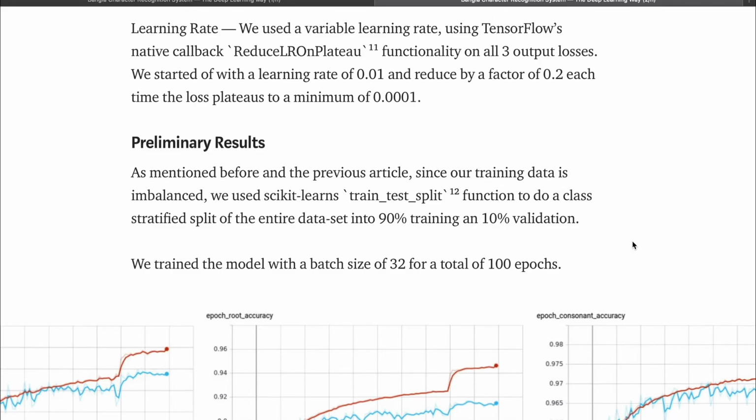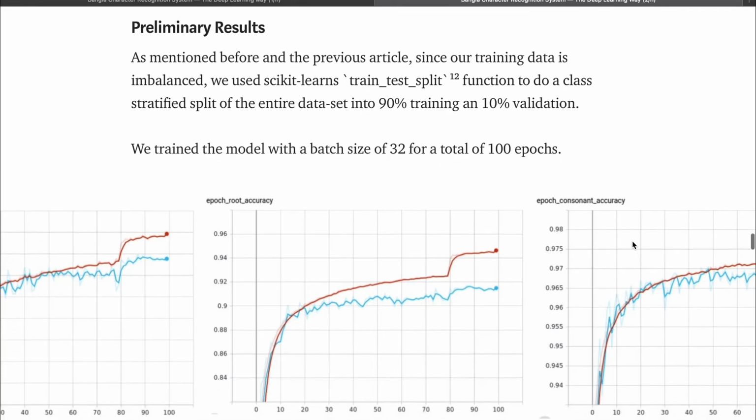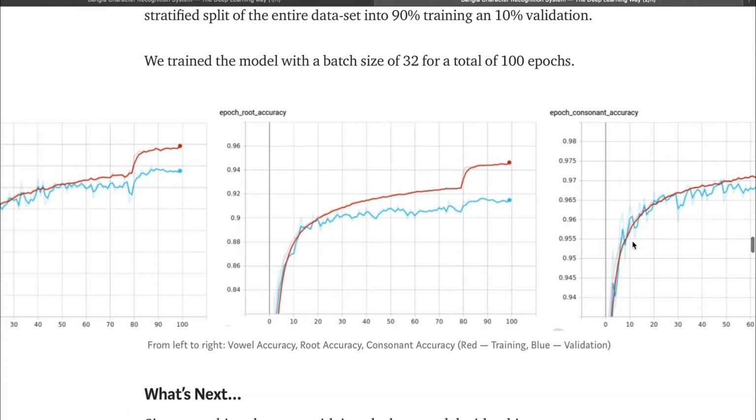As Wanxin mentioned, our data set is highly imbalanced, so we chose to use scikit-learn's train test split in a stratified fashion, having equal class weightage on both the validation and the training set. Basically, we divided it into 90% for training and the remaining 10% for validation. We chose a batch size of 32 and trained our model for a total of 100 epochs.